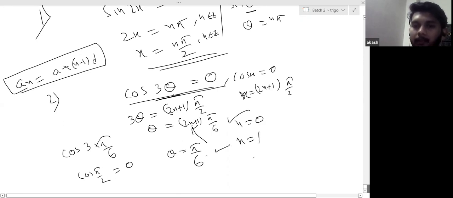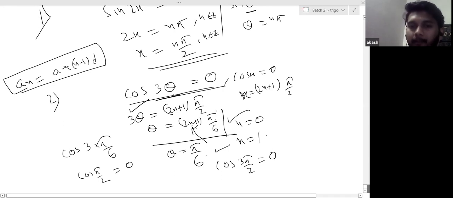Now put n equals 1. So 1 into 2, 2, 2 plus 1, 3, 3 into pi by 6, pi by 2. Cos of 3 pi by 2 is also 0. So this is also a solution. If you keep putting different integer values of n, you'll get all the different values which satisfy this equation. That is why we keep the solution in the format of n.